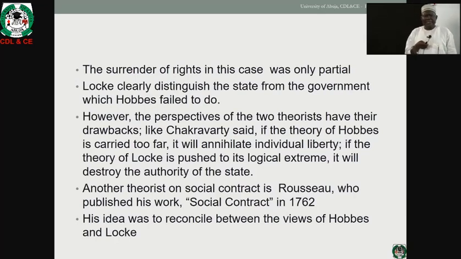The surrender of rights in this case was only partial. Not unlike that of Hobbes, where you have total, unconditional surrender of rights and liberty. That of Locke was a little bit different. It was partial, because the king was part and parcel of the agreement. And so he had no option but to obey and comply with the provisions of the contract, because of the consequences. If he disobeys, if he breaches any provision, he can be deposed.